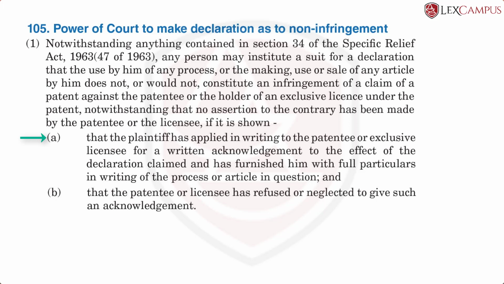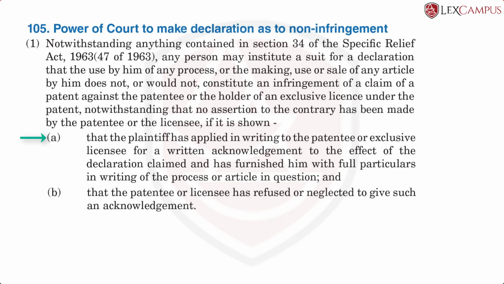So, the potential infringer writes to the patentee asking for a written declaration. If the patentee gives a written declaration, then there will not be any infringement suit based on the action of the potential infringer. So, it is one way to avoid litigation. So, he writes to the patentee, and B, the patentee or licensee has refused or neglected to give such an acknowledgement. So, that is the reason why the potential infringer approaches the court.